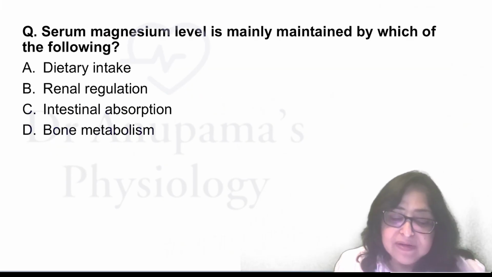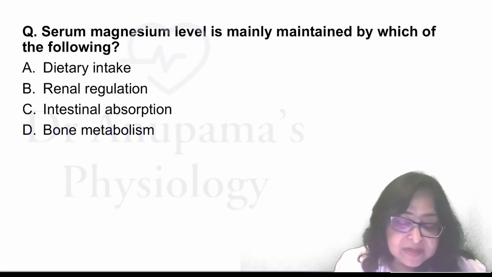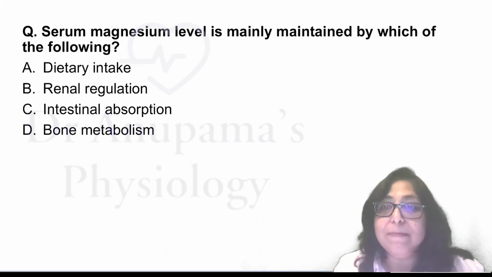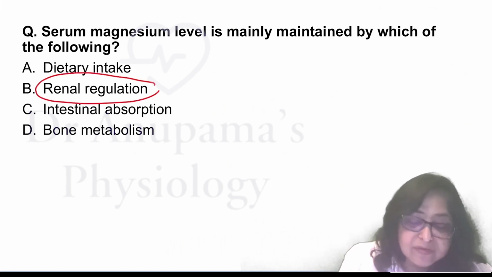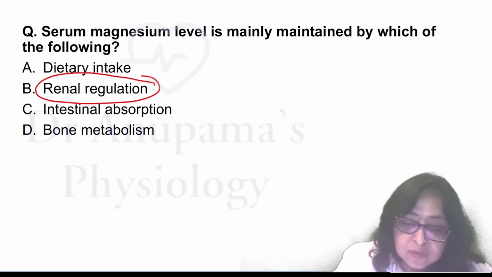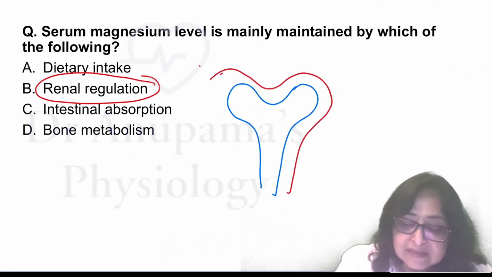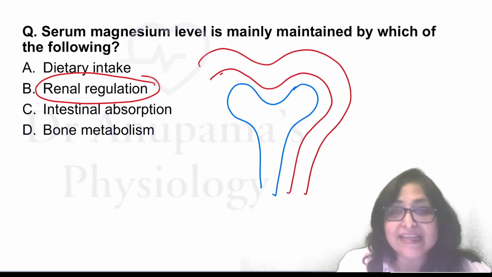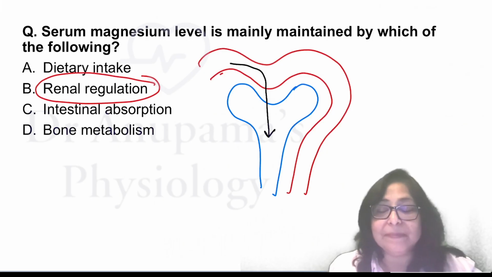Serum magnesium level is mainly maintained by which of the following? Now, is it going to be dietary intake, renal regulation, intestinal absorption, or bone metabolism? The best answer here is renal regulation. Almost 70% of the magnesium in the plasma is filterable. 30% is bound and 70% is free. This is a freely filtered ion.